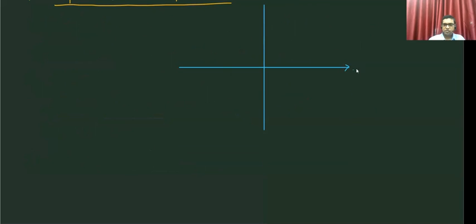Now, the slope of a line. How is the slope of a line defined?